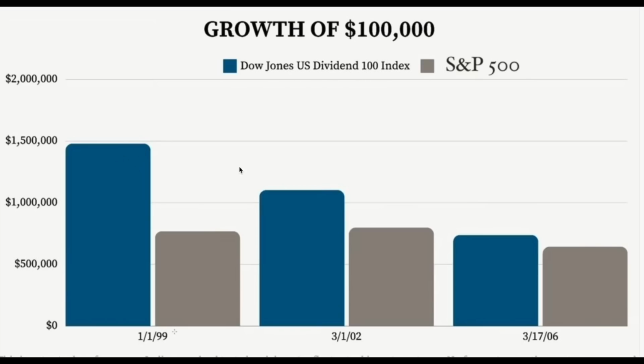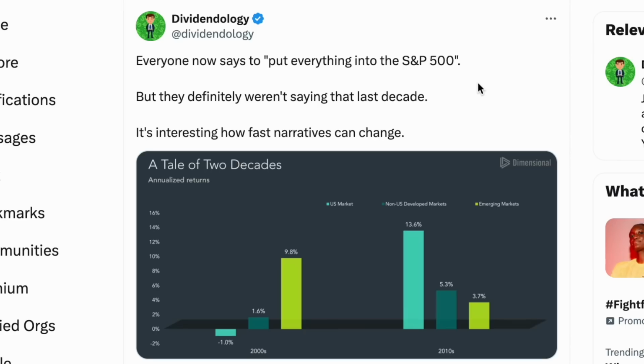Meanwhile, with the S&P 500 back in 1999, you're sitting closer to around $600,000 to $750,000. And we can see the same is true starting in 2002 and 2006. This index has outperformed the S&P 500. Now let me be perfectly clear, I'm definitely not anti-S&P 500. I think that's a phenomenal investment for lots of people.